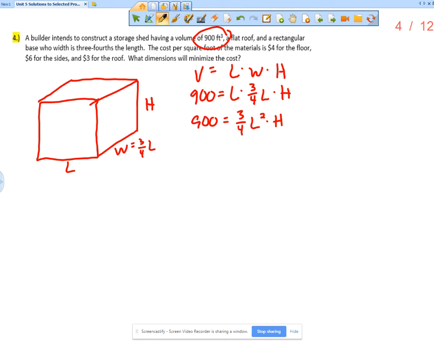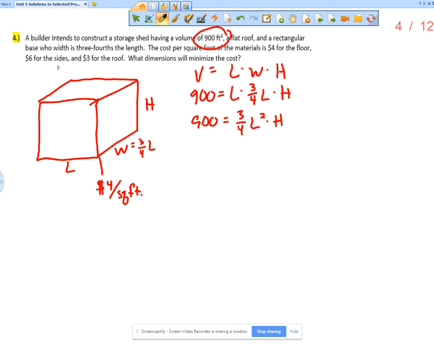Now, what do we want to do? We want to minimize the cost. This is different than some of the other problems we've done, because we were trying to minimize the surface area, and that is not necessarily true here because each of the surfaces costs a different amount. So look here, it says the cost per square foot of materials is $4 for the floor. So the bottom is worth $4 per square foot. That's important to note.